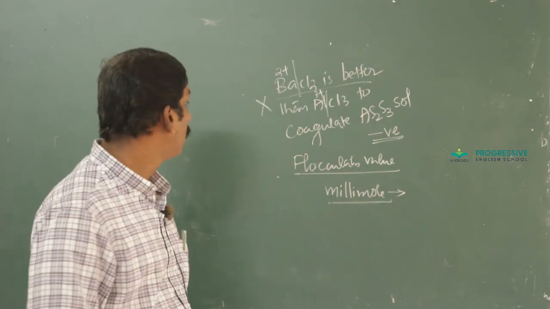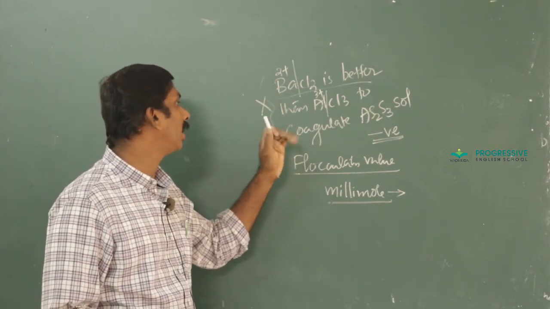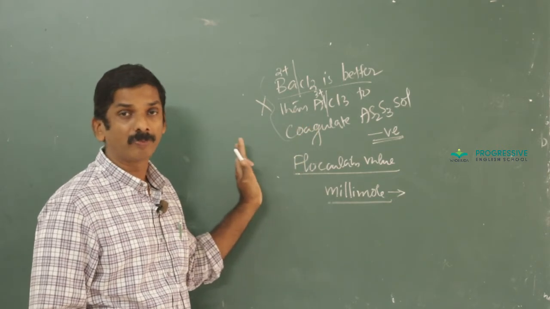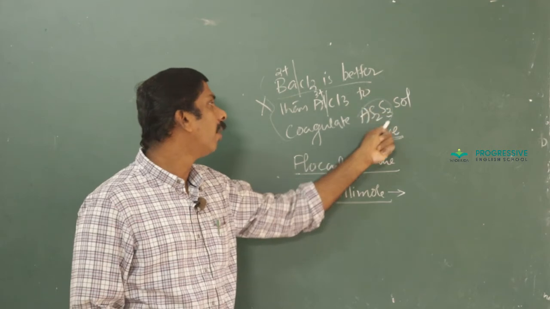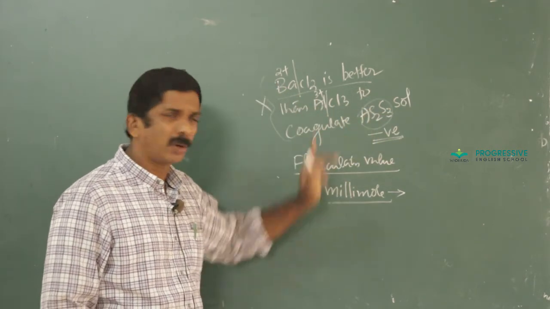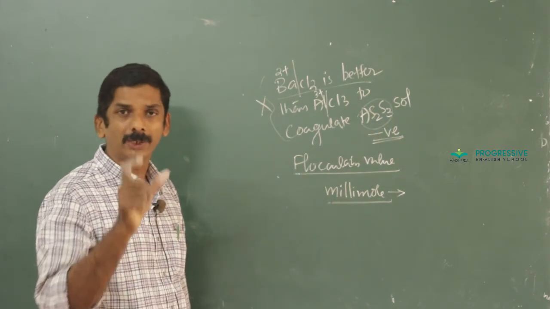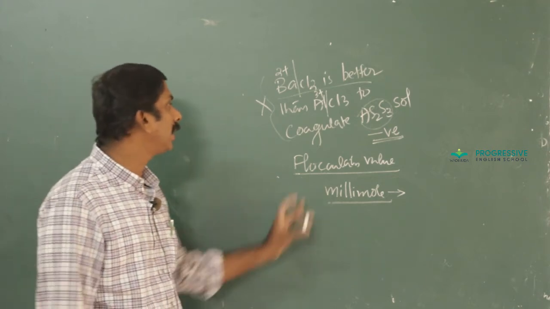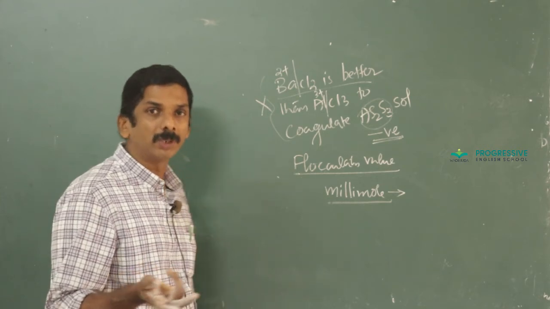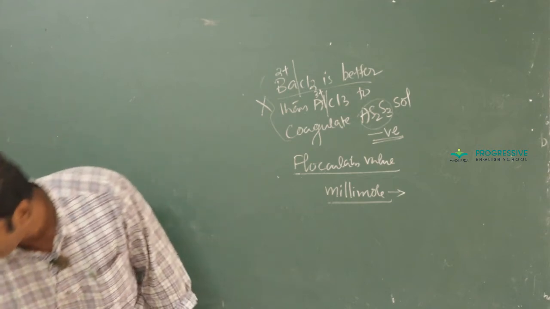And then flocculation value. The Hardy-Schulz rule you can easily understand by this question alone. That's more than enough. Here three concepts are involved: the charge on the cation, the charge on the negatively charged colloid because it is a metal sulfide, and, already mentioned, metal sulfide carries negative charge, and the Hardy-Schulz rule. That is the most important one. Greater the valency, greater is its coagulating power.